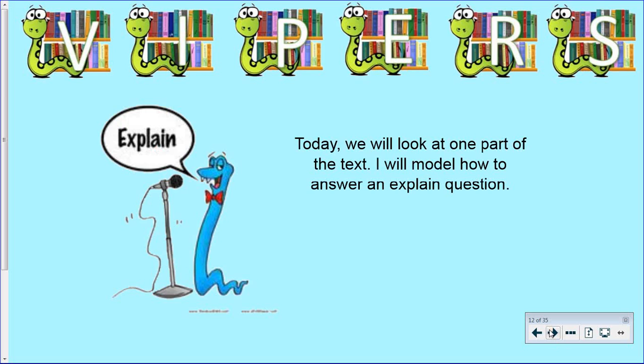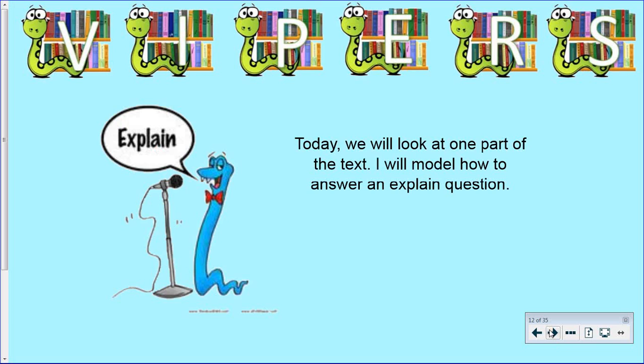All the questions are there for the whole week as well. So today we're going to have a look at how we answer and explain a question. I'm going to read a little bit of the text to you and then model how we do that. There are some other questions in there as well. Let's just remind ourselves what VIPERS stands for. See if you can say the word before I do.